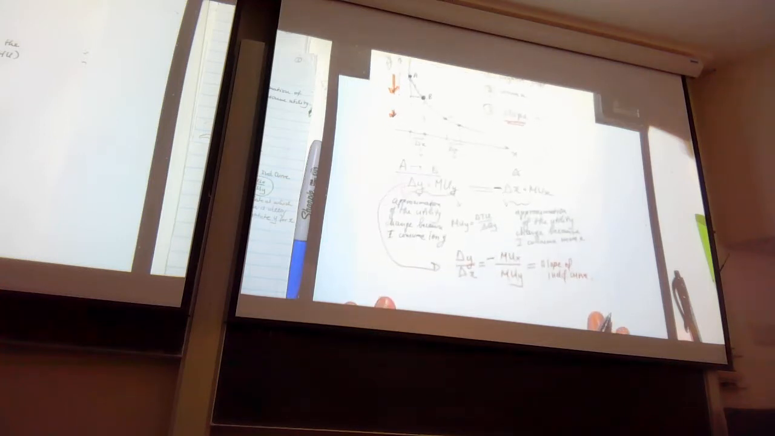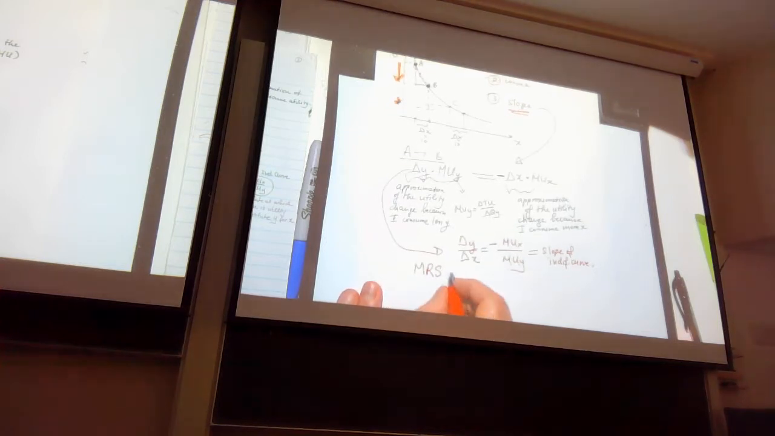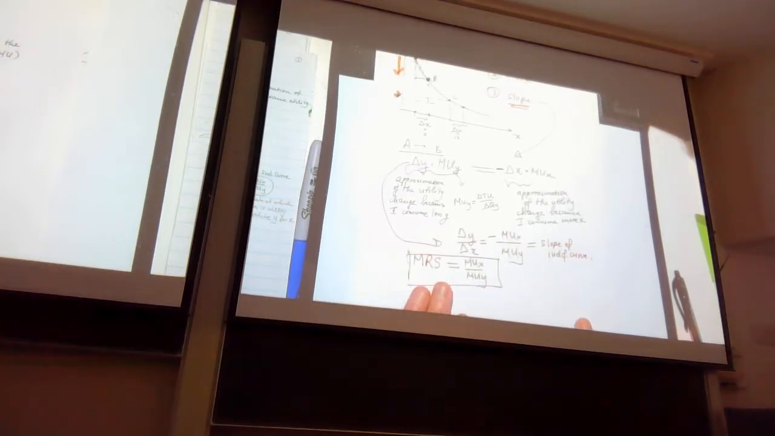This is what we also call the marginal rate of substitution. The marginal rate of substitution is the positive part, the absolute value of the ratio: marginal utility of good x over marginal utility of good y. That's the marginal rate of substitution. With a negative sign ahead of it, we know it's the slope of the indifference curve. So far, so good?